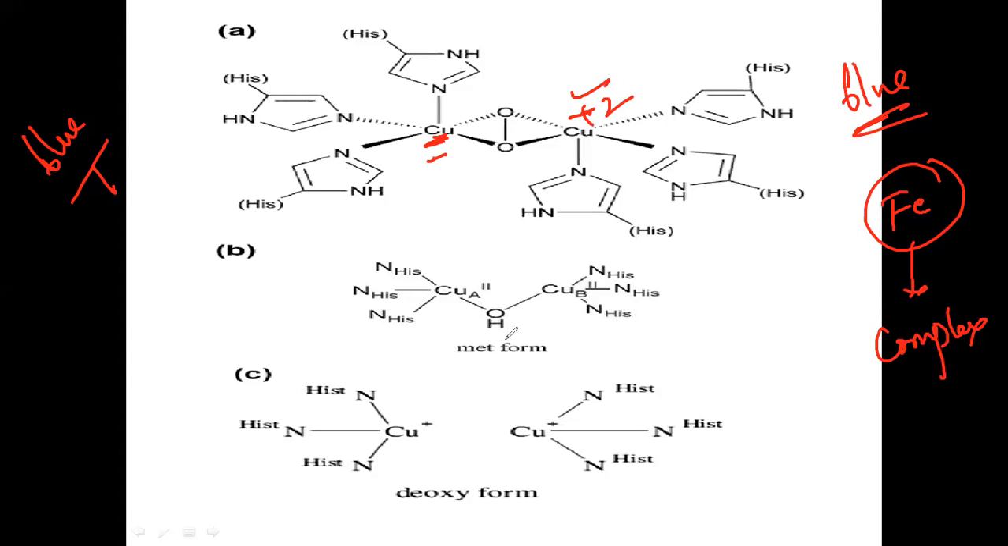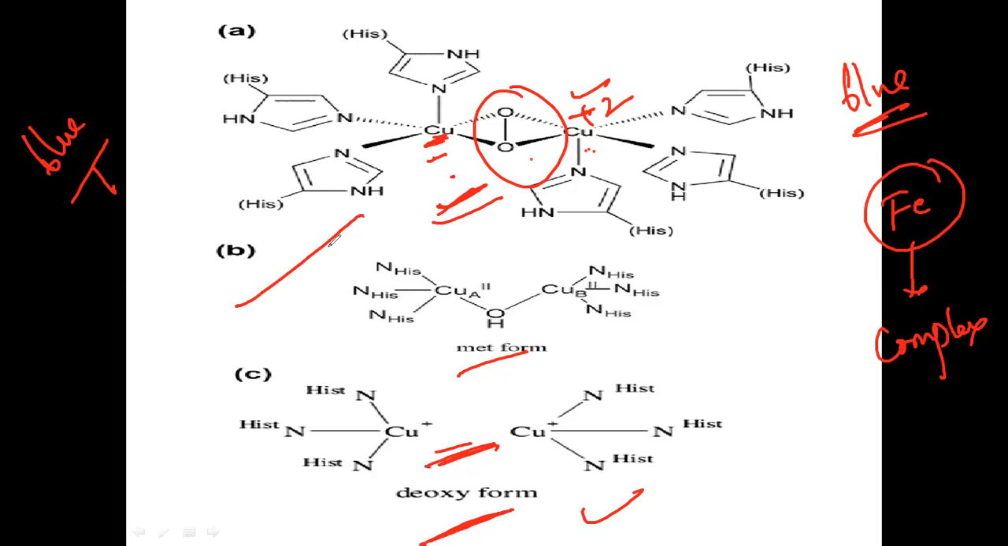Here also the hemocyanin. You can easily observe here, this is the oxy form. Here oxygen is bridged, binding with the two copper atoms. Here there is no oxygen, so this is the deoxy form. This is one of the coordination compounds.